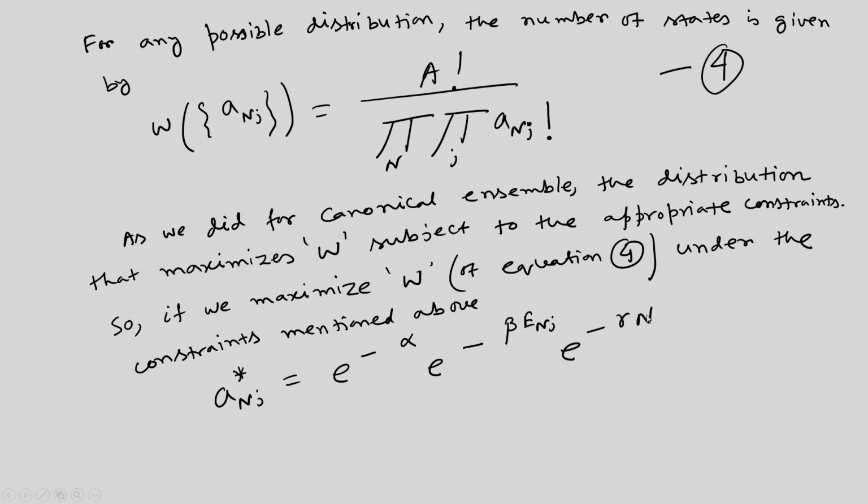e to the minus alpha, e to the minus beta E n j and e to the minus gamma n. If you go back and check for canonical ensemble, we had alpha and beta, 2 Lagrange multipliers, because we had 2 constraints there. Here we are having 3 constraints. So, we are having alpha, beta and gamma, these 3 terms.